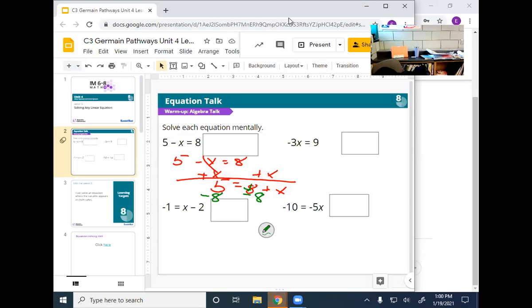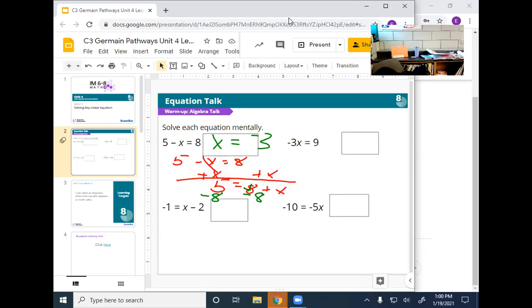Grab your calculators from under your desks. What are we going to get? 5 minus 8 is? Billy? What kind of 3? Negative 3. A negative 3. Very good.